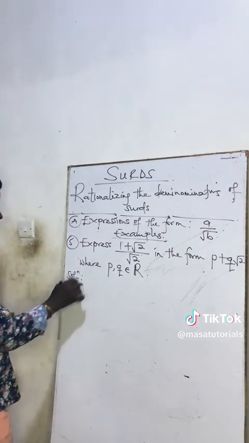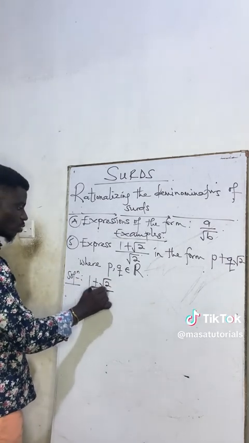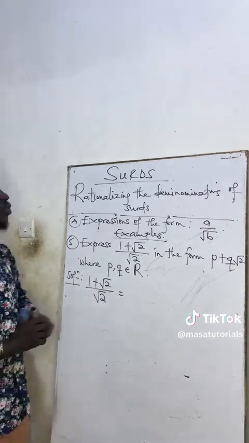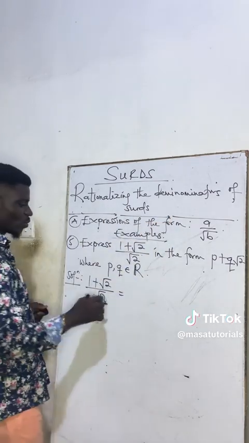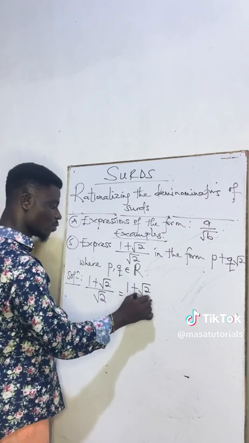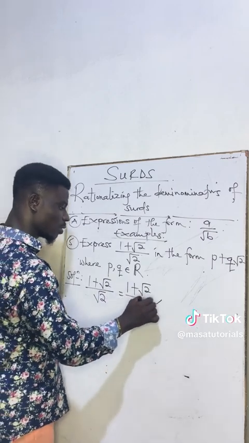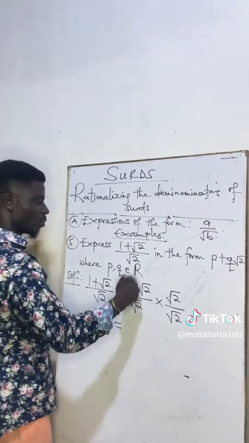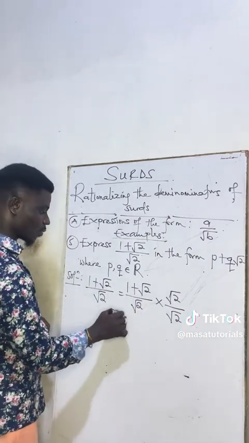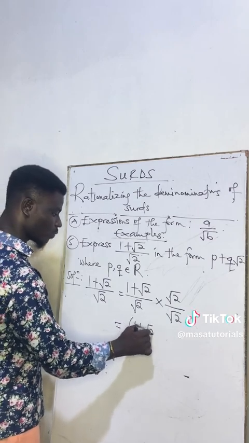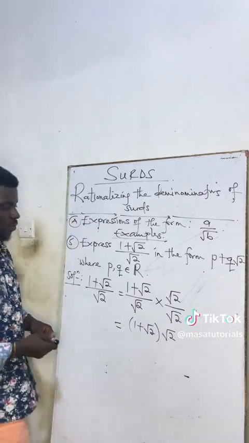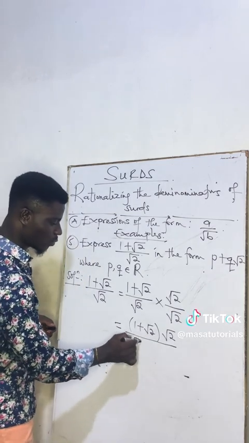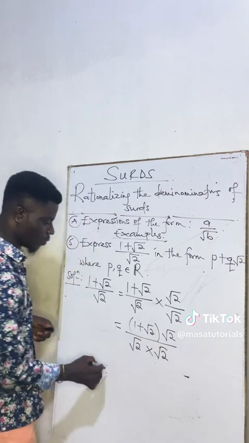So we have 1 plus square root of 2 all over square root of 2. What do we do? We rationalize the denominator, and the denominator is square root of 2. So 1 plus square root of 2 all over square root of 2 times square root of 2 all over square root of 2. Multiplication of fractions, we multiply. So that will be 1 plus square root of 2 times square root of 2. Take note of that: square root of 2 multiplies the whole of that. All over square root of 2 times square root of 2.